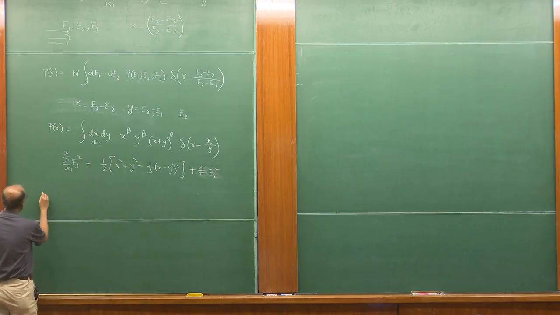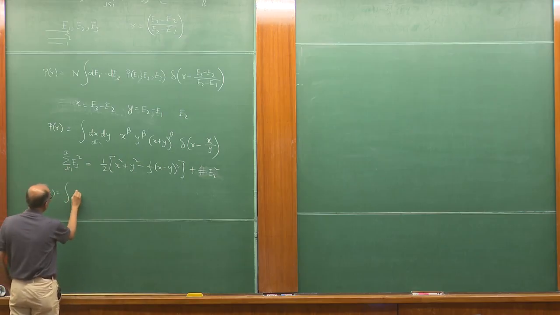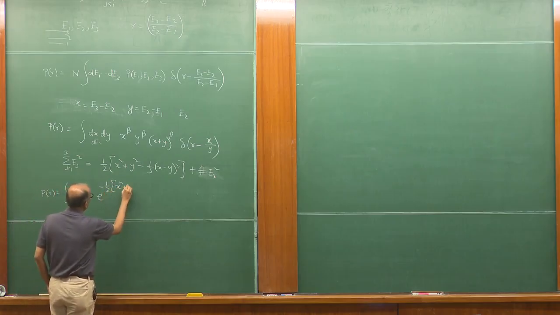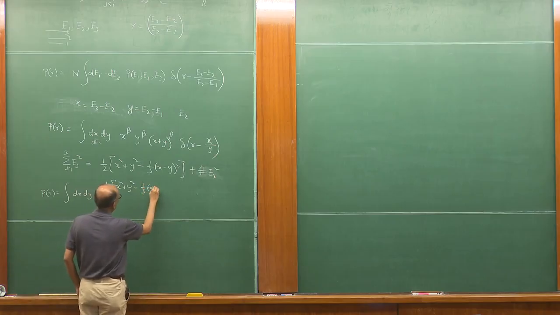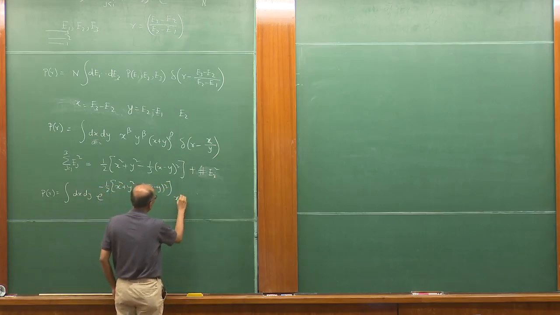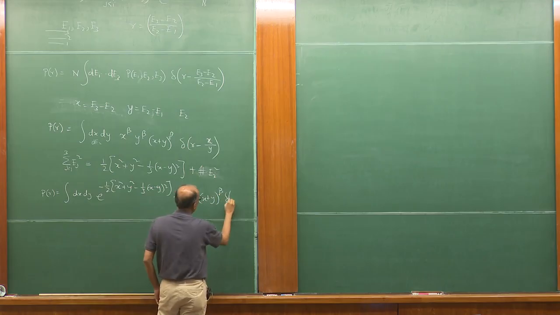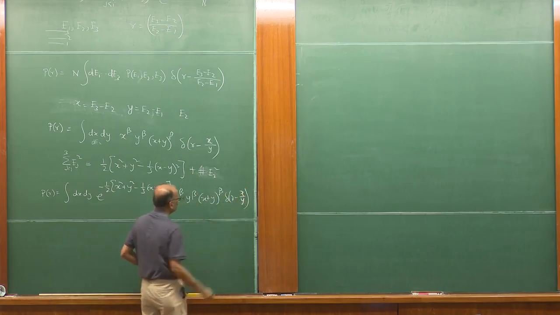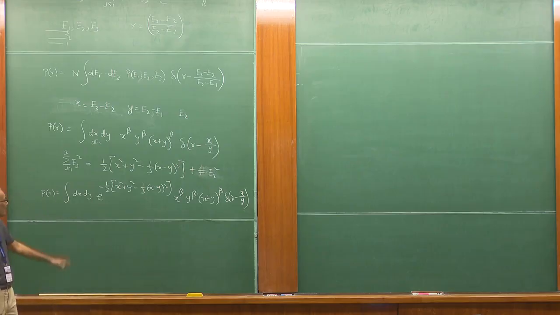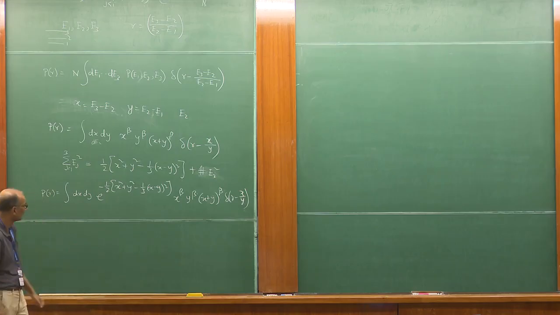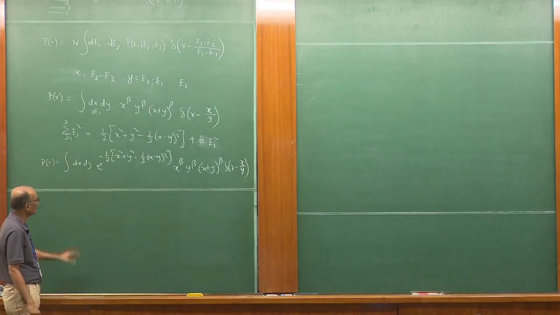So, after I do all this, this P of R would be integral dx dy exponential of minus half x square plus y square minus 1/3 x minus y whole square, x to the power beta, y to the power beta, x plus y whole to the power beta, and then a delta function of R by x minus y. That's the double integral that one needs to do. So amazingly, this can be done. You can give it to Mathematica, it can do it. You can think about how to do it, but it's a lengthy procedure, so I'm not going to do this.